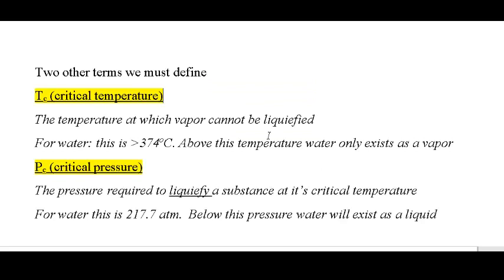All right, let's define some terms here. Here we have the critical temperature, the temperature at which a vapor cannot be liquefied. So for water that is greater than 374 degrees C. Every liquid substance has its own critical temperature. So above this, you cannot get the water to become liquid, no matter what you do to the pressure.